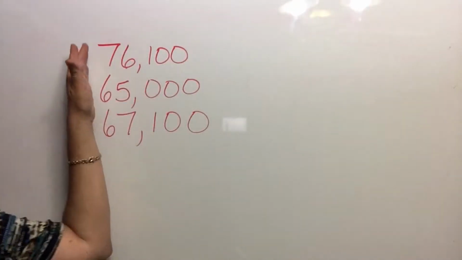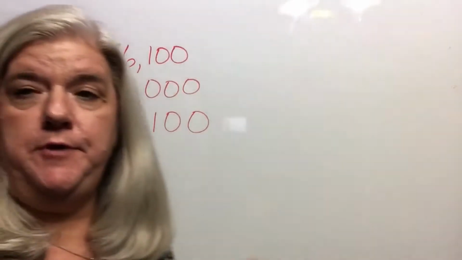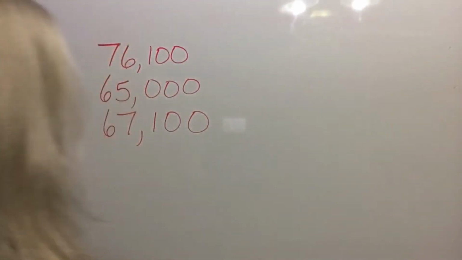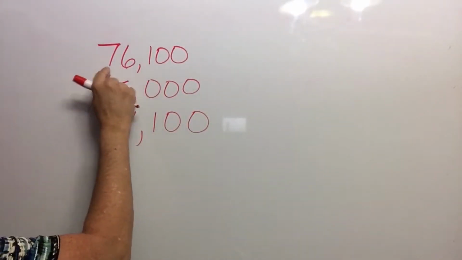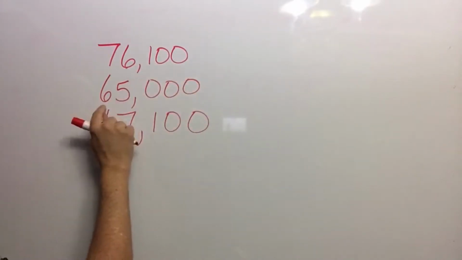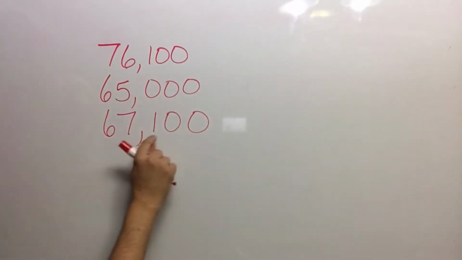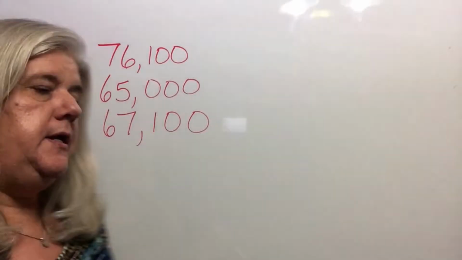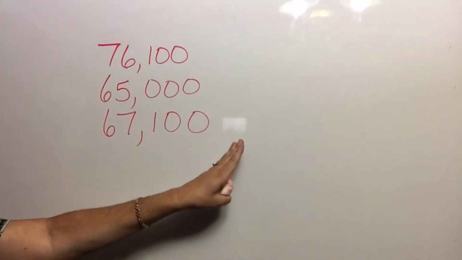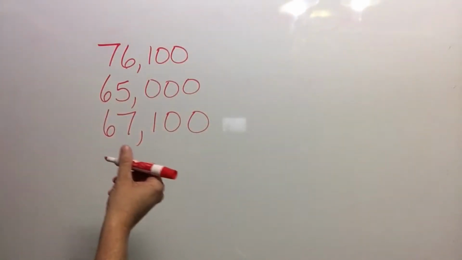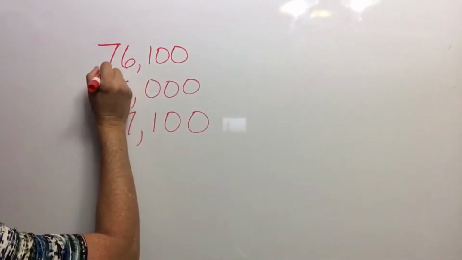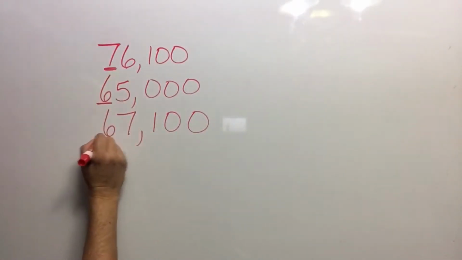Now in our previous lessons we have learned how to compare whole numbers, but we're going to review that for just a minute. And remember, if we wanted to compare 76,100, 65,000, and 67,100, we could either make a number line or we could line the digits up and then compare them from left to right. So let's do that right now. So we have 7, 6, 6.